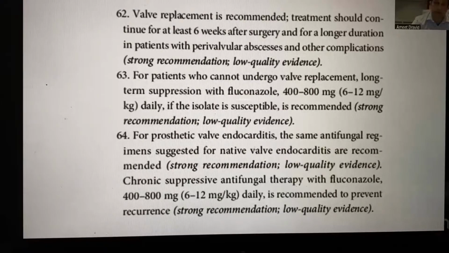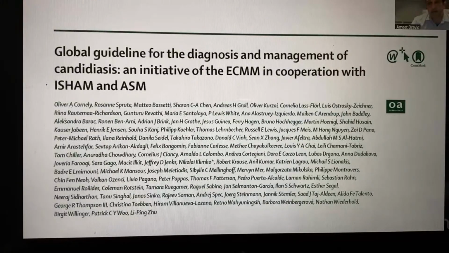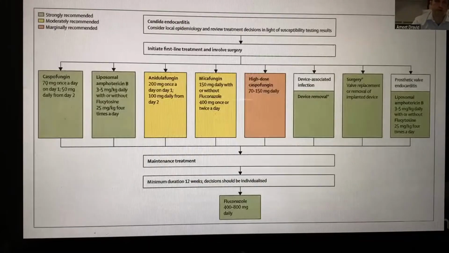And once the patient was stabilized, we downgraded him to fluconazole. So these are the guidelines. I would recommend all students to read these guidelines, because again, the treatment for Candida CRBSI is different and the treatment for metastatic complications is also different.